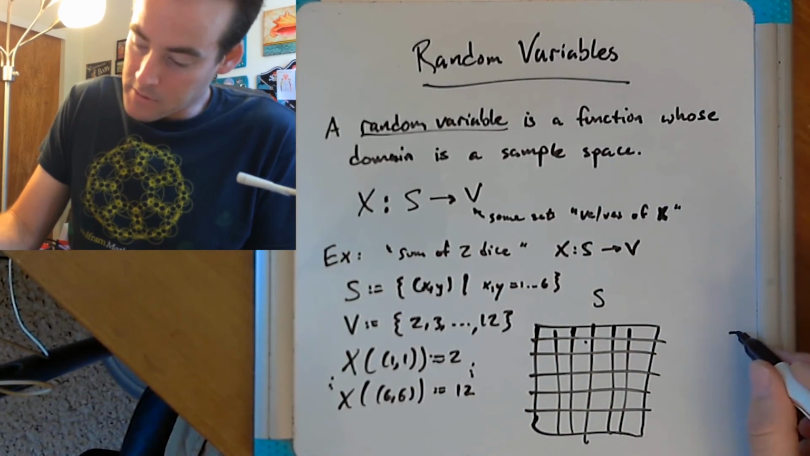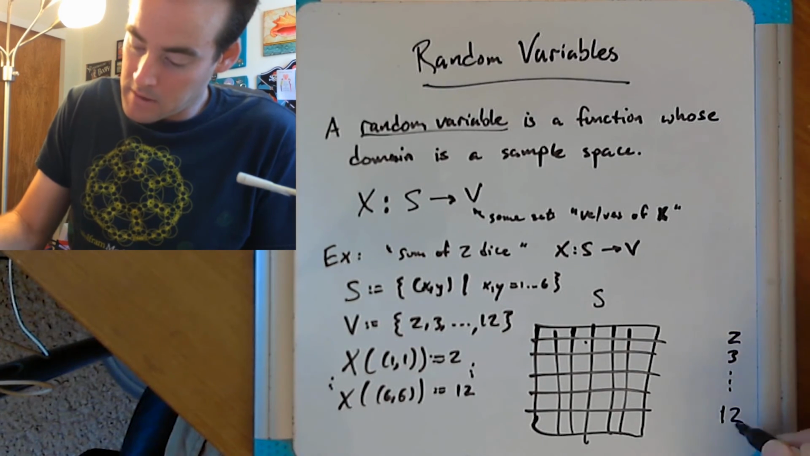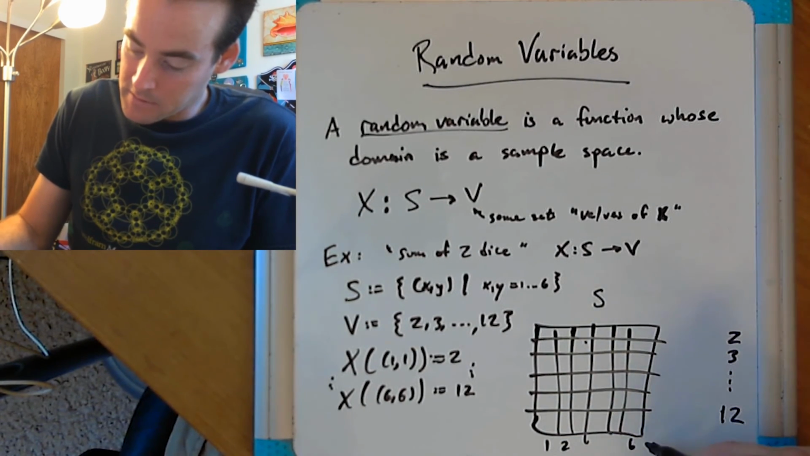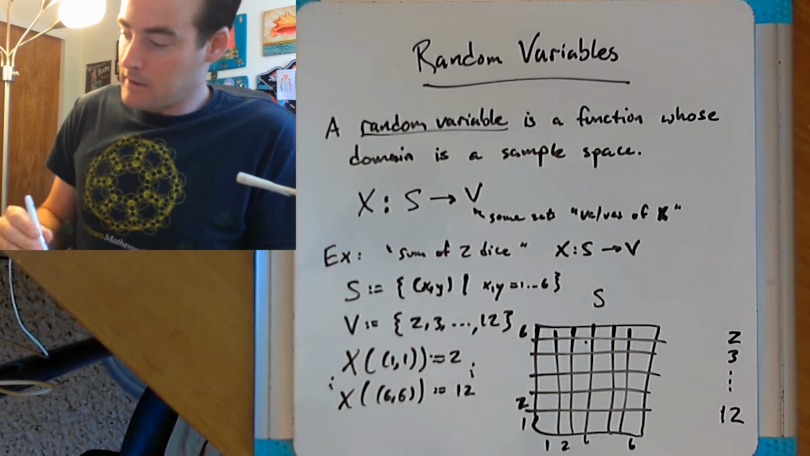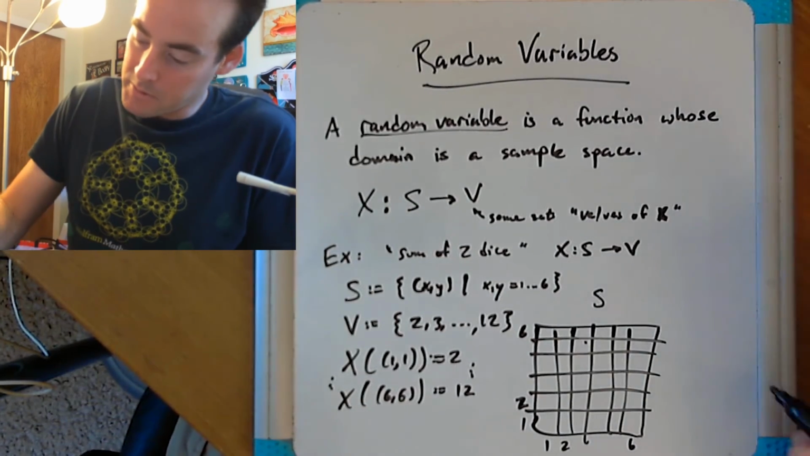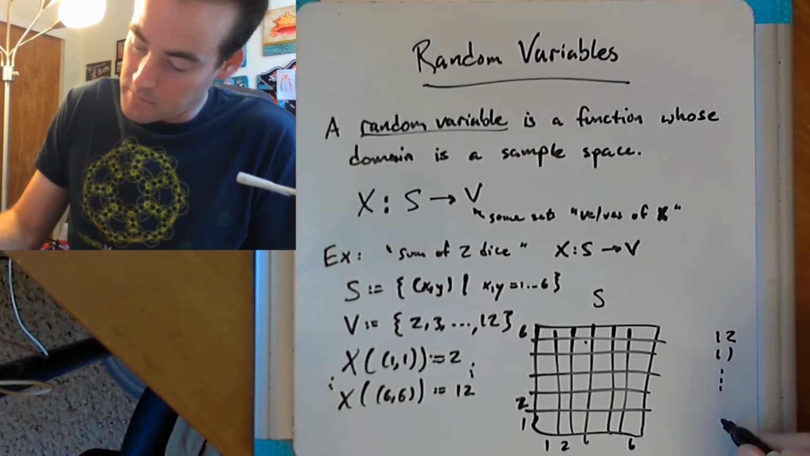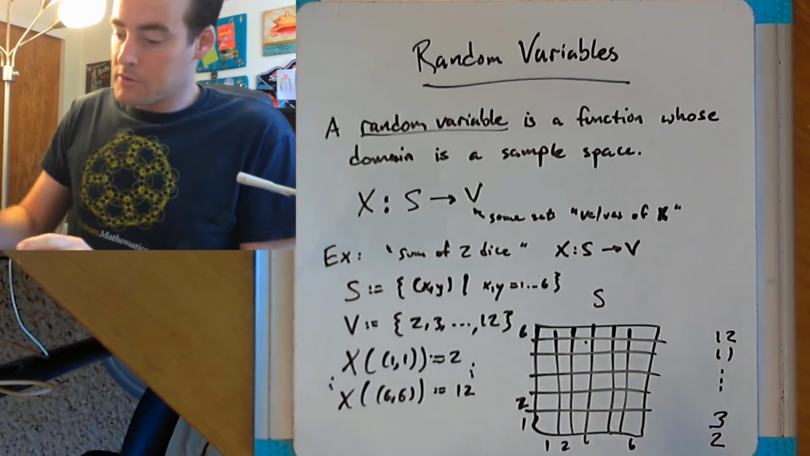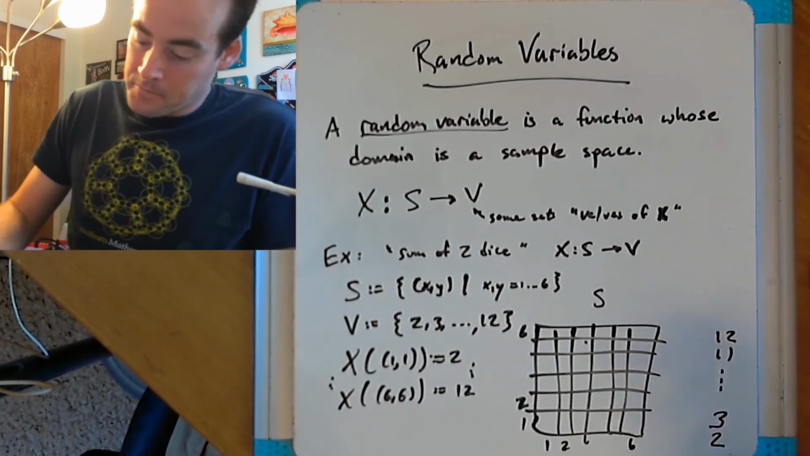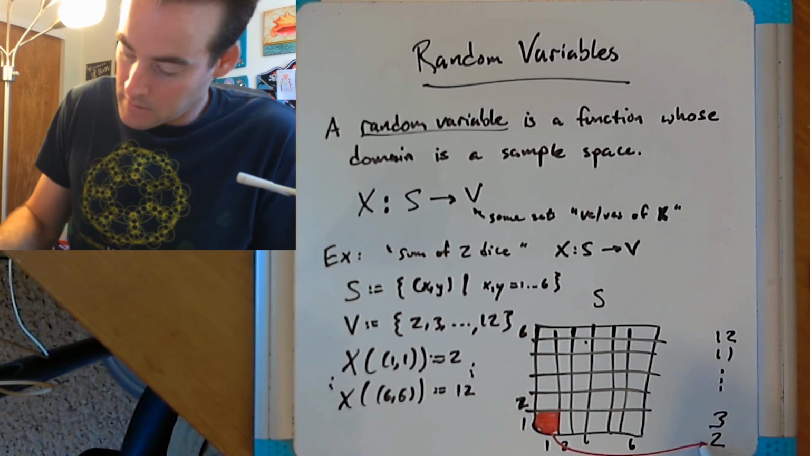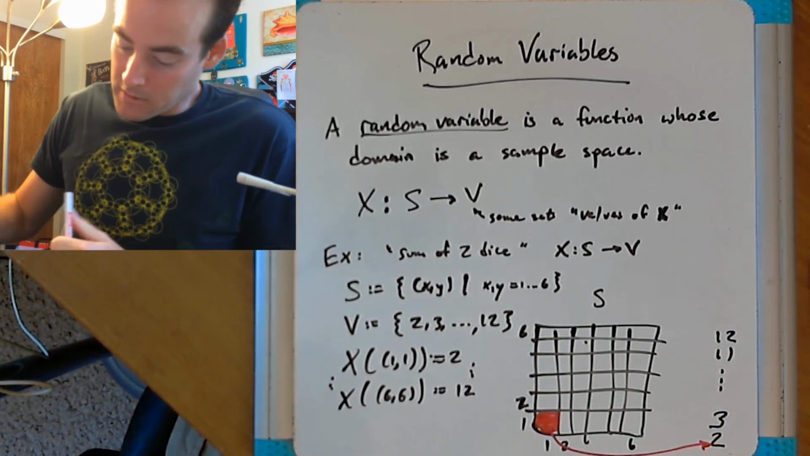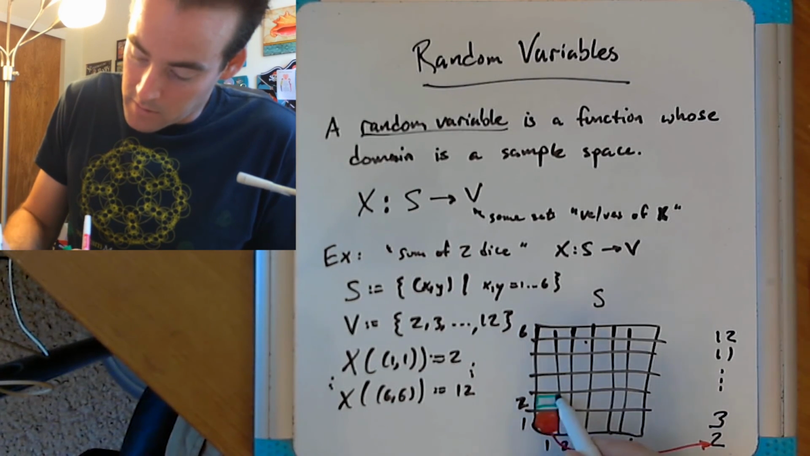The set V goes 2, 3, and so on, to 12. Remember, this is 1, 2, 3, 4, 5, 6, the first throw, and 1, 2, 3, 4, 5, 6, the second throw, y. I should have written this upside down because we will see in a second. So check this out. This outcome here, X maps to 2. There it goes. This outcome is the outcome (1, 2), and this is the outcome (2, 1).